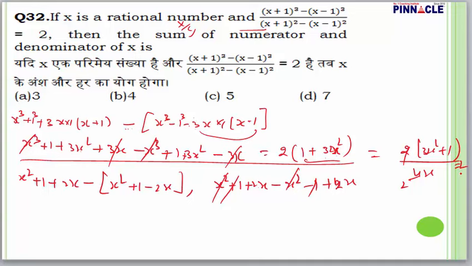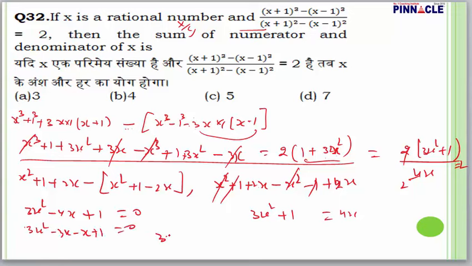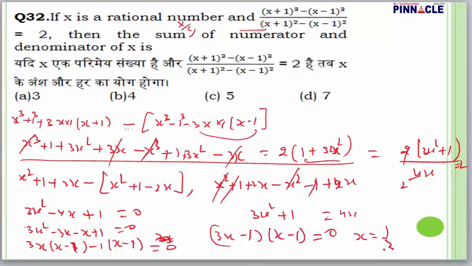This is equal to 2, then this would be 4x and 3x squared plus 1. You can write this 3x squared minus 4x plus 1 is equal to 0. Then you can write 3x squared minus 3x minus x plus 1 is equal to 0. 3x you can take common, then x minus 1, and then here x minus 1 would be equal to 0. So 3x minus 1 and x minus 1 would be equal to 0. X here is equal to 1 by 3.